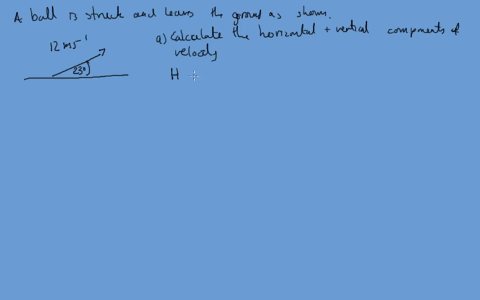So the horizontal, we're just going to use trig for this. It's going to be this part here, so we're going to use cosine. It's going to be 12 times the cosine of 23, and that's going to be 11 meters per second. And the vertical component, again, is going to use sine. 12 times the sine of 23 is going to give us 4.7 meters per second.